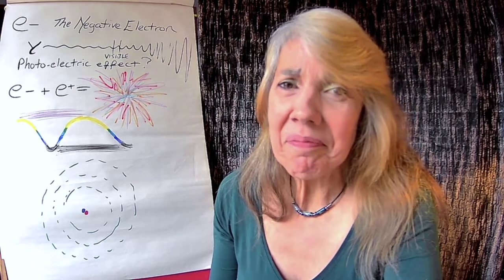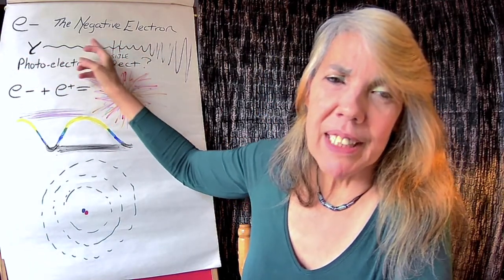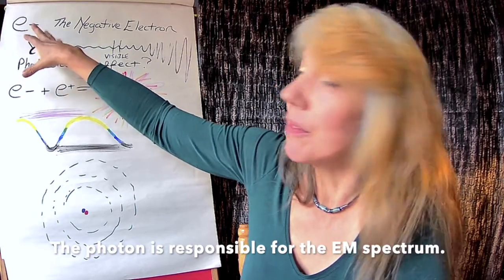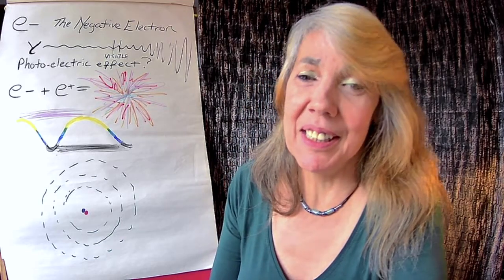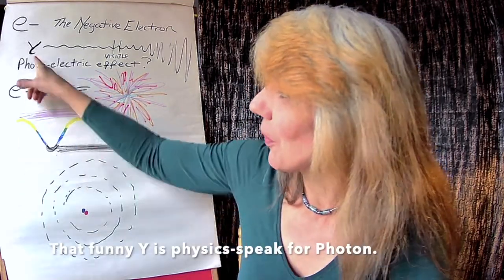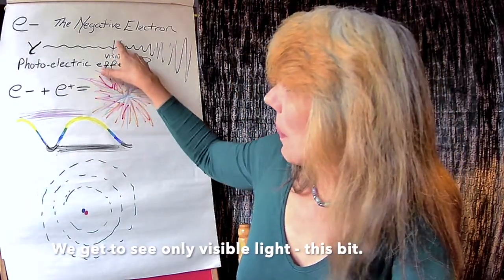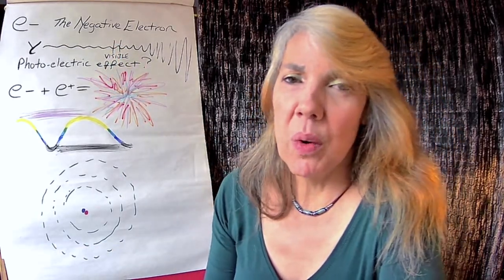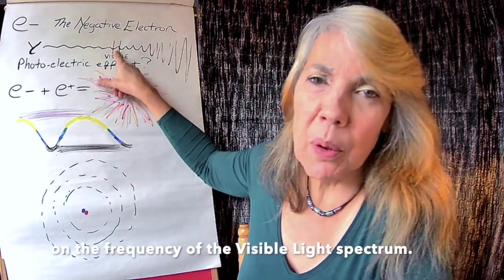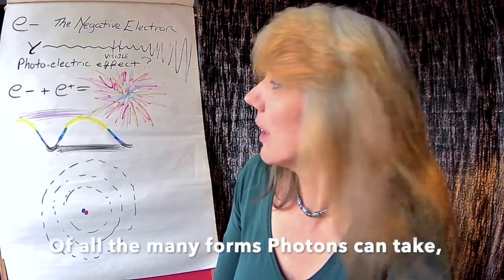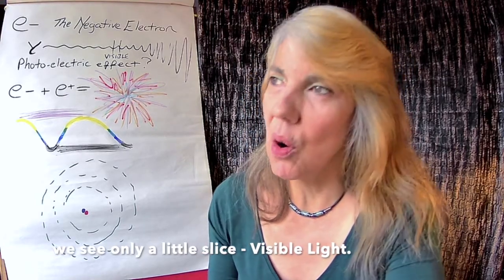Okay, so the question that might arise: this is the photon, the electromagnetic spectrum that the photon is responsible for. And that little gamma symbol there is how the photon is represented in science speak. So any physics papers that you read that have got that in the equation, that's what it is, a photon. And we see this part. We get to visualize and use our sight with the visible light part of the spectrum. So that's the only thing that we can actually see in terms of what is going on around us.